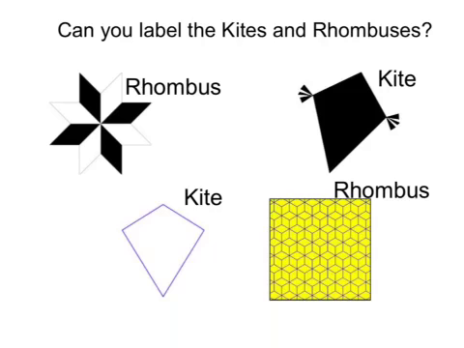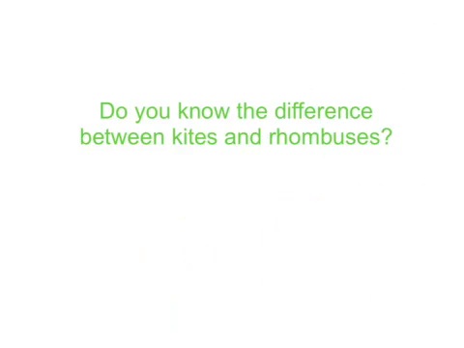How did you go? Did you get the same as me? Here are the two kites, and here are the two rhombuses. Do you now know the difference between kites and rhombuses?